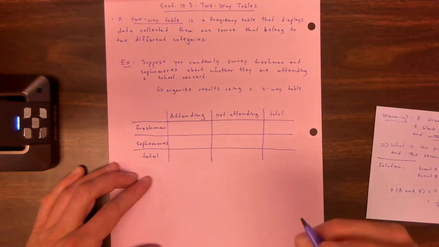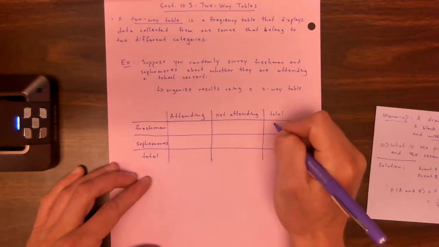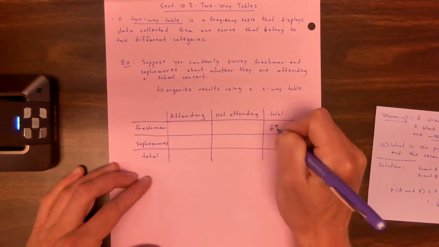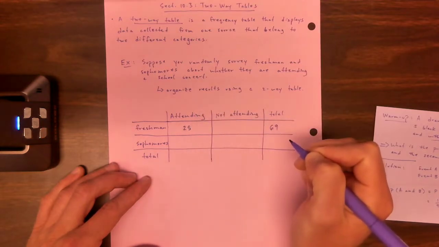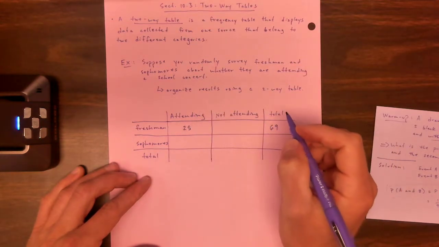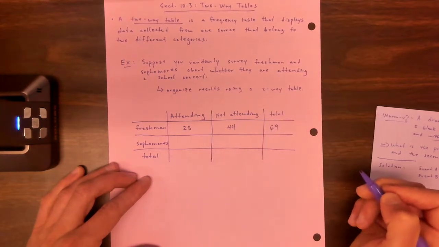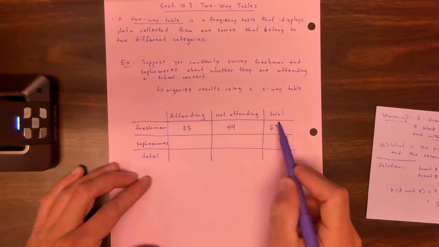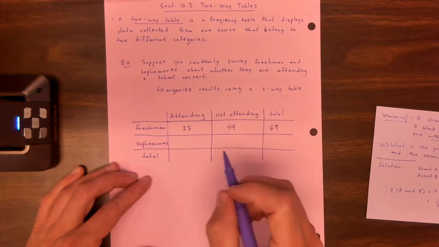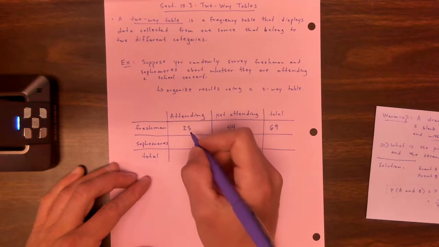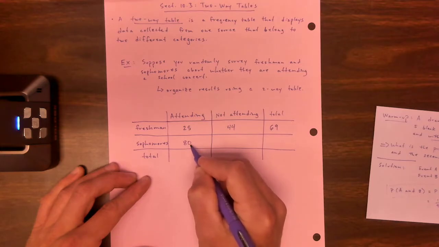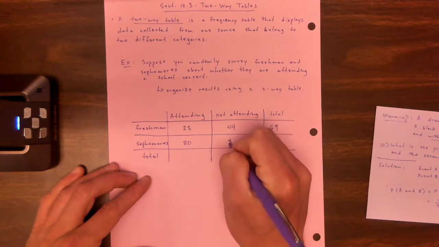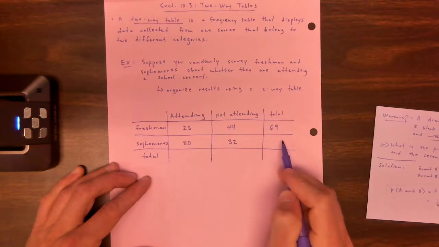Let's suppose in our survey that we surveyed a total of 69 freshmen, and of those freshmen, 25 said they are attending, and 44 are not attending. So 25 plus 44 totals up to 69 freshmen surveyed. Let's think about the sophomores. What if we found out that 80 sophomores are attending and that 32 are not attending? Think: what's then the total number of sophomores that were surveyed?